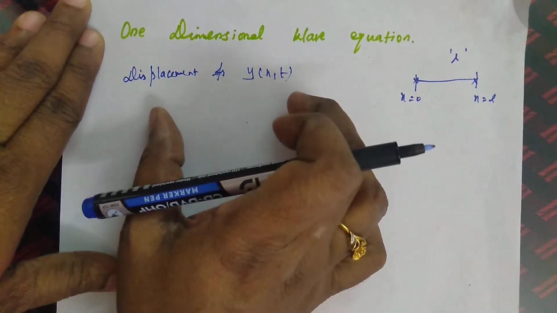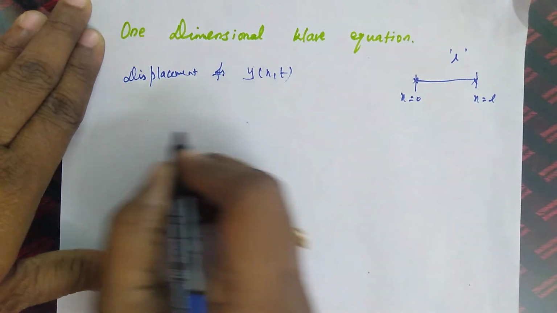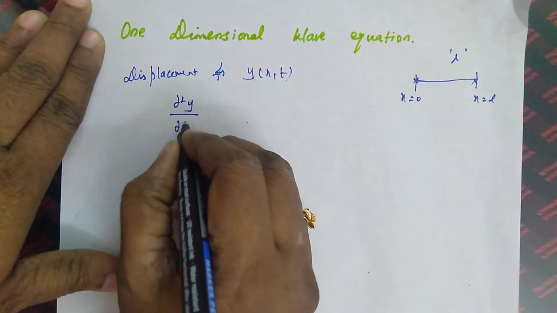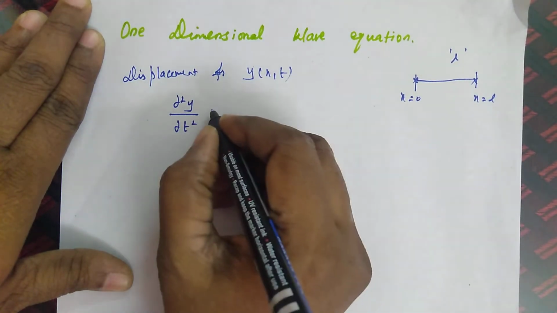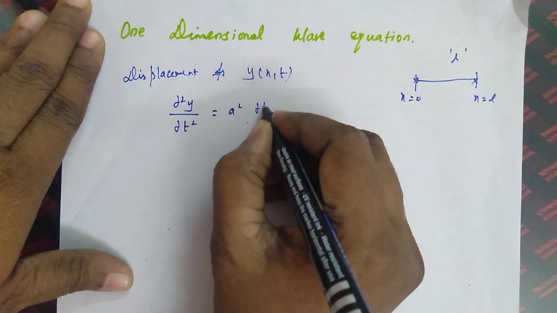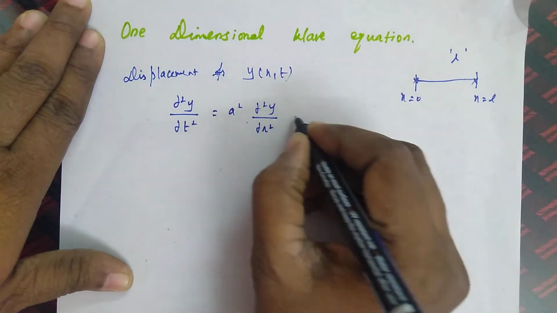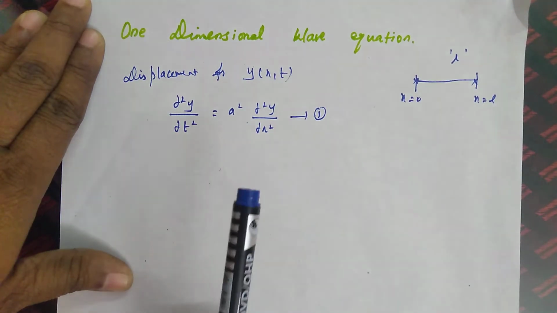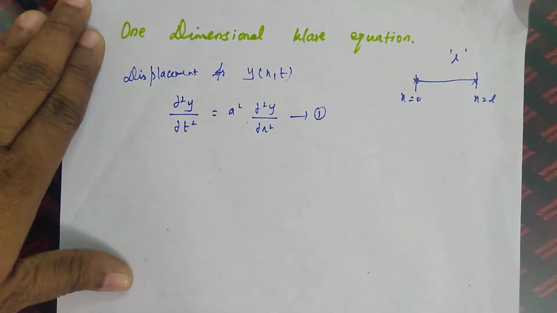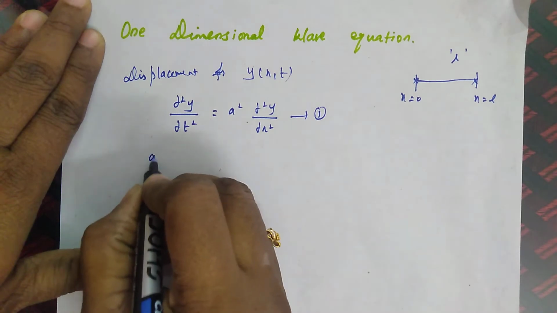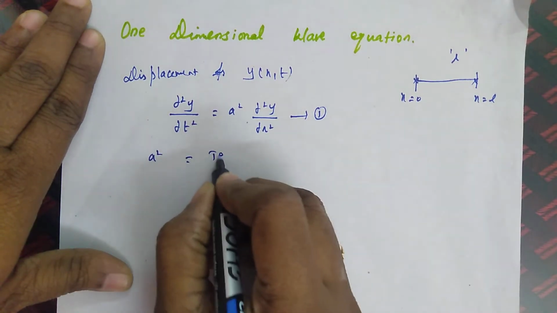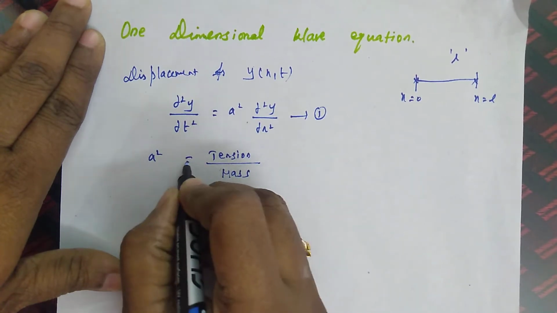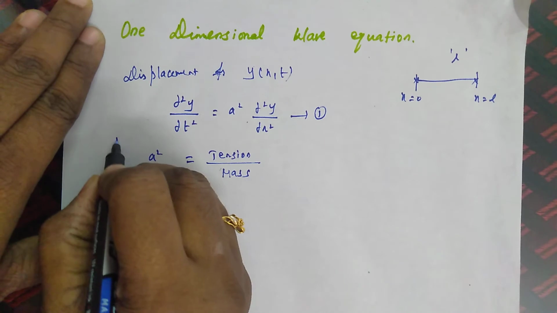So this displacement function satisfies the PDE: dou square y by dou t square equal to a square into dou square y by dou x square. We will call this equation 1. This equation is nothing but the one-dimensional wave equation, where a square equal to tension by mass.